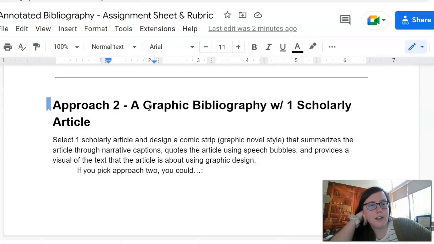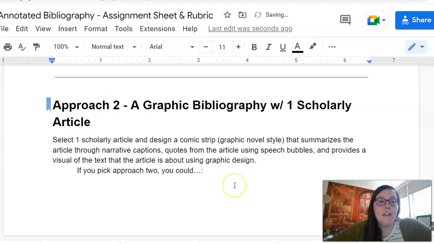So what I want you to do is select one scholarly article and design a comic strip, graphic novel style. I mean, comic strip usually suggests humor. That's not really what I'm looking for here. I'm really just looking for a visual representation, graphic novel style, I guess I should say that. Your graphic bibliography should summarize the article through three things: narrative captions, quotes from the article using speech bubbles, and you should provide a visual of the text that the article is about using graphic design, or some visual of what's going on in the article, how it connects to the text.